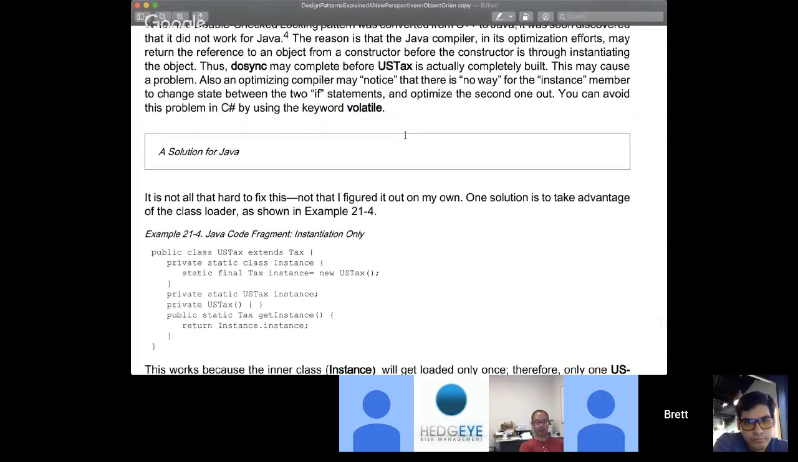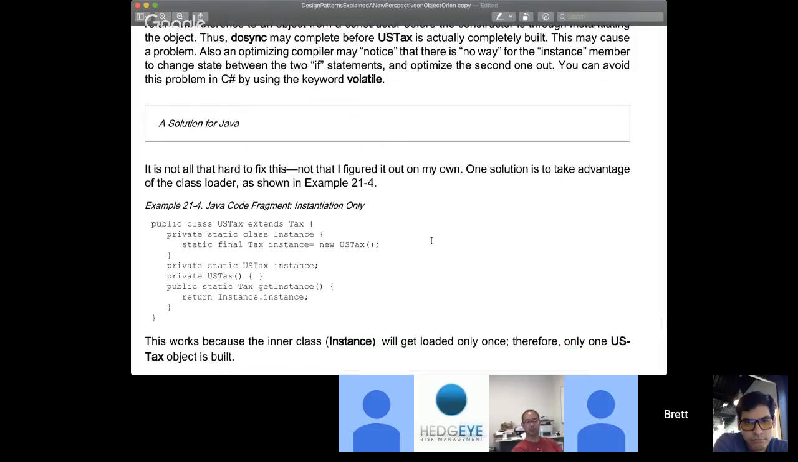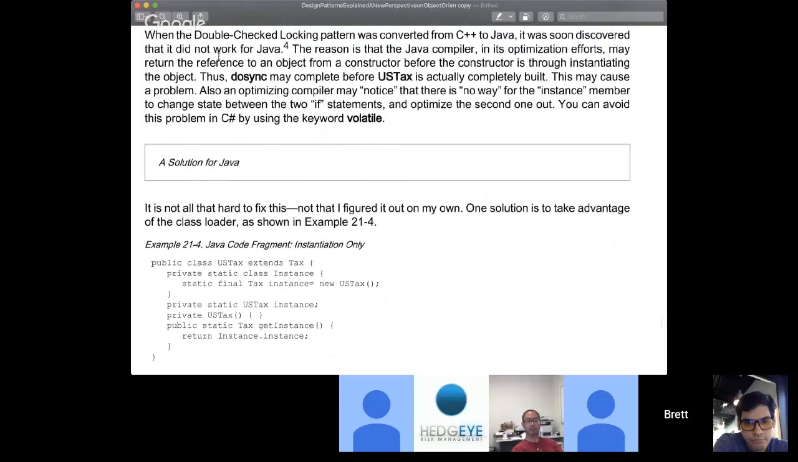Maybe not. I programmed some small C# stuff, but nothing complex. Never had to use volatile. So with C# you could avoid this problem by doing volatile.